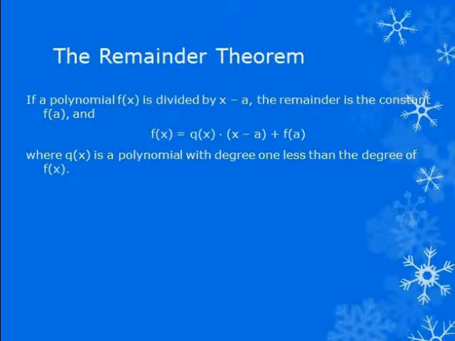The remainder theorem, I'm not going to make you memorize this, I just want you to copy down and know what it says. It says if you have some polynomial and you divide it by x minus a, the remainder is the constant f of a, and f of x is equal to q of x, which is the quotient, times x minus a plus the remainder. So all that means is you have the quotient times what you did plus the remainder, and you should get back to where you started. I'm not going to make you worry about that too much. I just want you to know what it says.